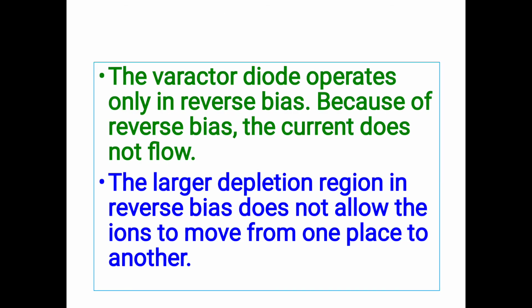The varactor diode operates only in the reverse bias condition. Because of the reverse bias, the current does not flow. If the diode is connected in the reverse bias, then the depletion region will be high and this depletion region will not allow the charges to flow from this junction to the other places. So the larger depletion region in the reverse bias does not allow the ions to move from one place to another.